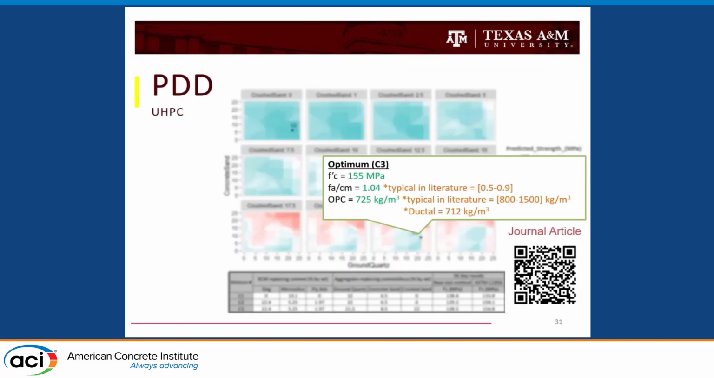And regarding the performance density diagrams, we also have a publication that we did last year where the focus was on UHPC in this case. And in this study, just to give you an idea, with 75 data points, we developed a UHPC mix with 155 megapascals, with a high fine aggregate content, and with a very low cement content compared to what we found in the literature. And all of this optimization was done with 75 data points in general.